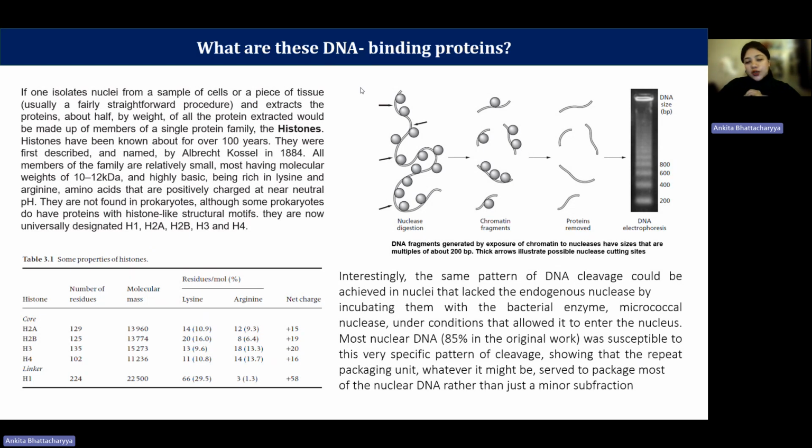They're very small proteins, 10 to 12 kilodaltons in weight, and they're very highly basic. By basic, we mean the most dominant amino acids in histones are lysine and arginine, and they are positively charged at physiological or neutral pH. They're not present in prokaryotes, but there are some histone-like proteins that have histone-like structural motifs. Most of the discussion here, unless otherwise mentioned, is in context of eukaryotic organisms.